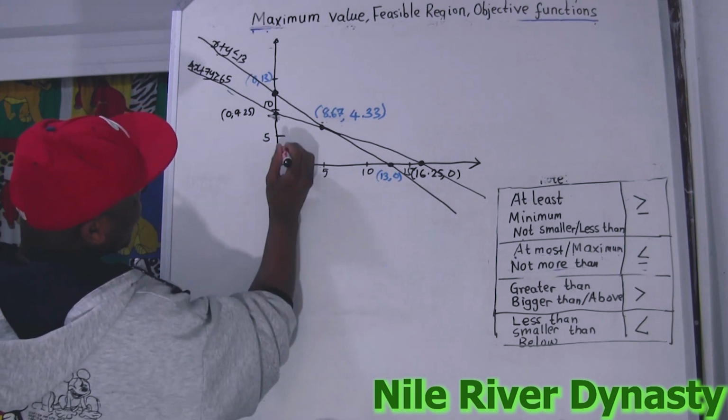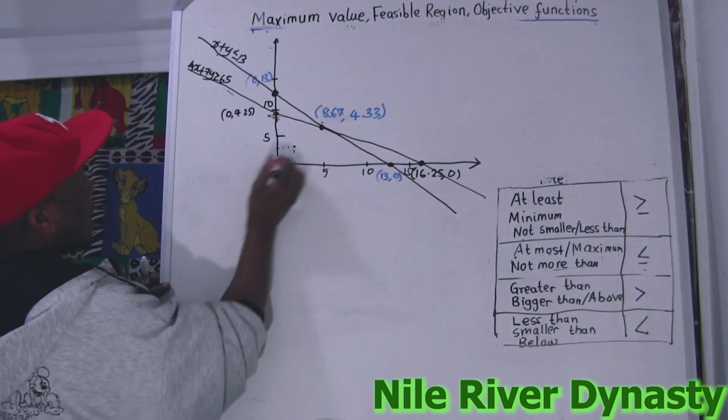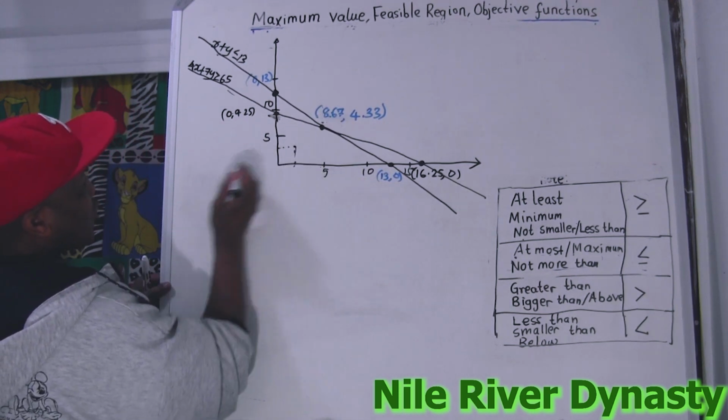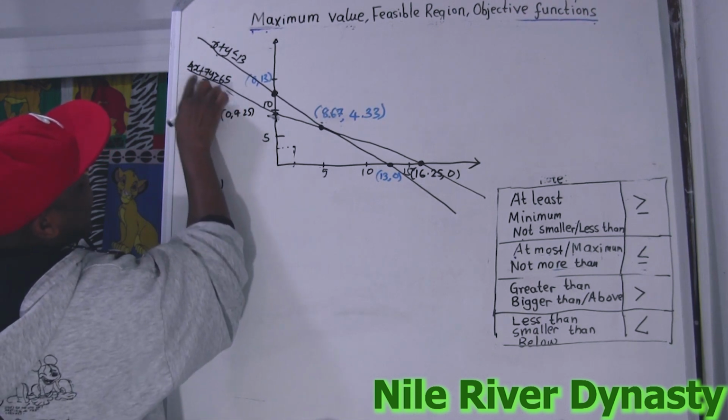Let's say either, it doesn't matter. Okay, I'm going to take a point here. Let's say 1 and 1. This point is below the line. So our coordinate is x equal to 1 and y equal to 1. I'll take this coordinate and put it in this line.